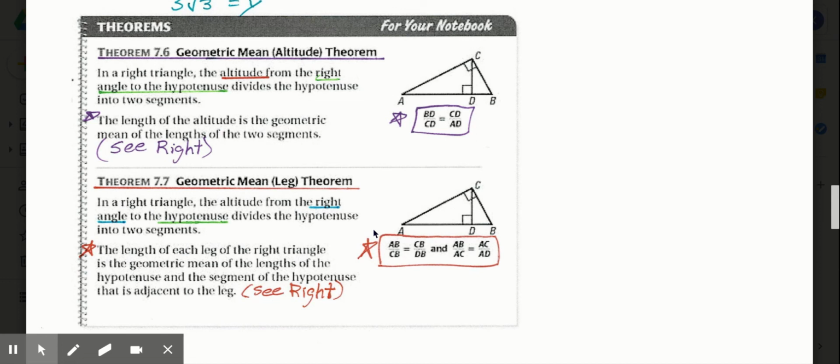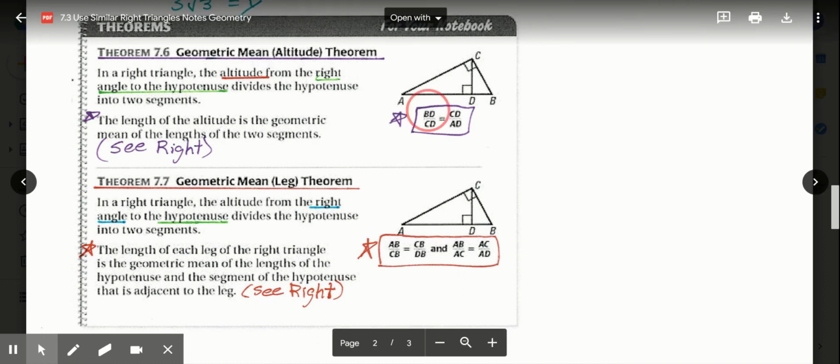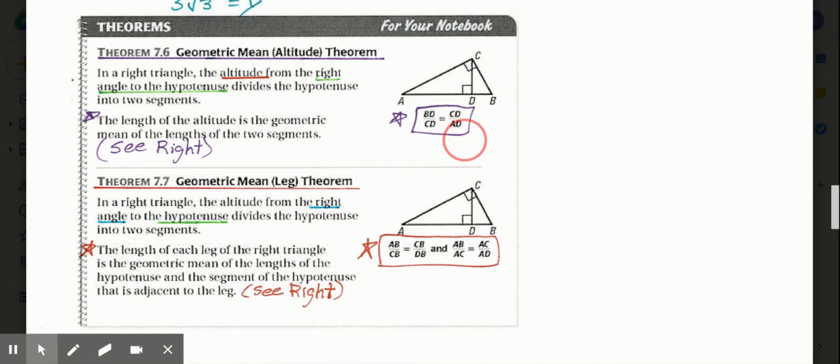So if we look at that diagram to the right, and that proportion underneath is what this theorem means. So that would end up being BD over CD equals CD over AD. So that's on top left and bottom right, the two parts of this segment. And then the altitude is the geometric mean in the bottom left and top right.